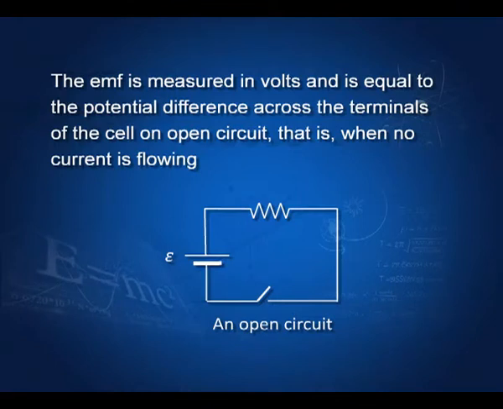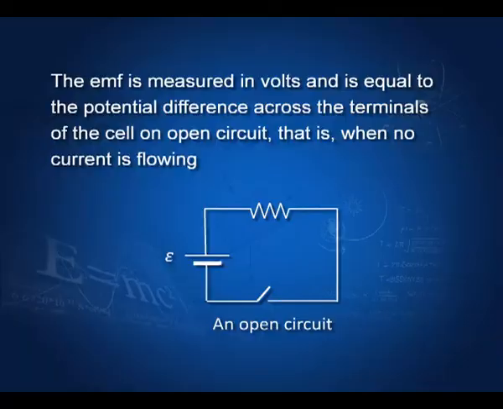The EMF is measured in volts and is equal to the potential difference across the terminals of the cell on open circuit, that is, there is no current flowing through the circuit, the key is open when no current is flowing. If at that time we take the potential difference across the 2 terminals of the battery, then it is an open circuit and it is equal to the EMF.